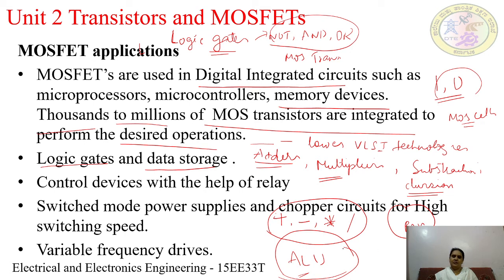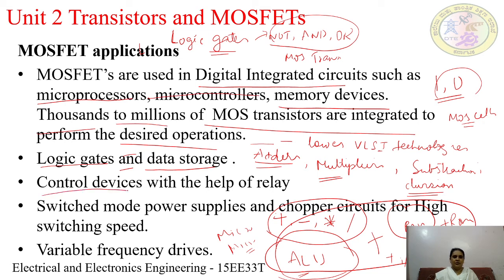See, wherever it is used. ALU plus RAM plus some ROM plus some input and output devices, all these together form the microprocessor or the microcontroller. So we are using the MOS in the microprocessors and the microcontrollers. Also, we are controlling the power devices with the help of a relay. This we already discussed in the previous slides.